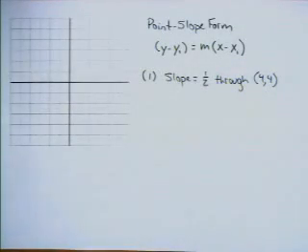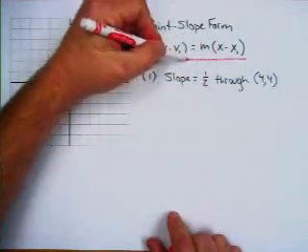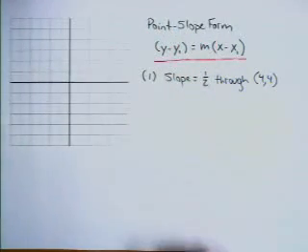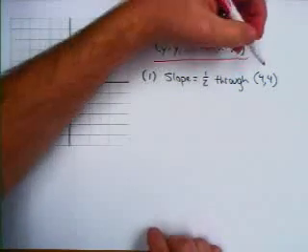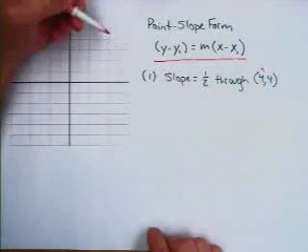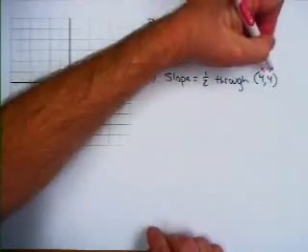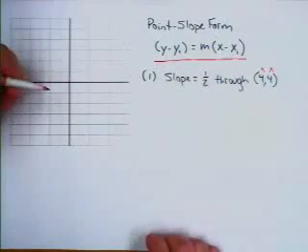Point-slope form. This is the formula for a point-slope form of the equation of a line, where x1 is the x of the given point, and y1 is the y of the given point, and of course m is the slope.